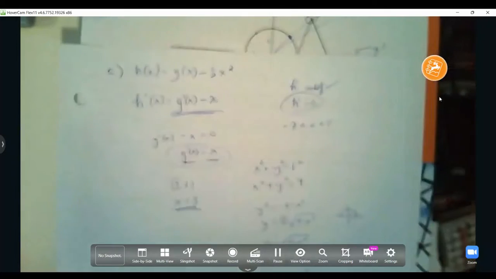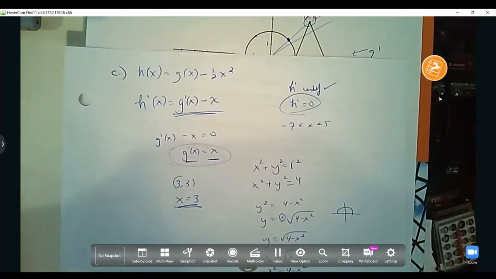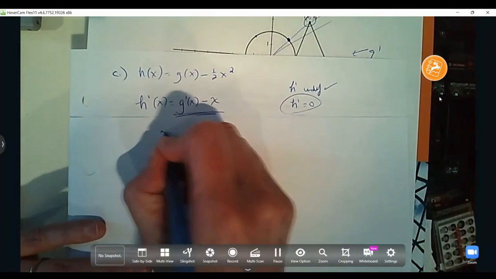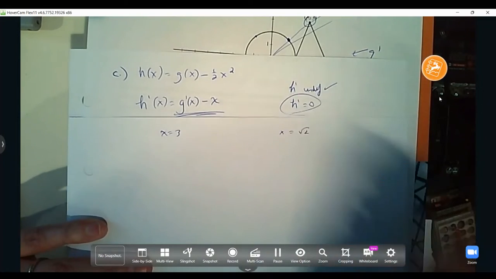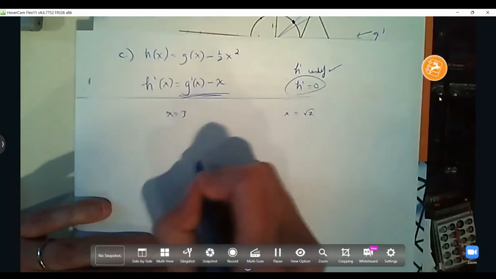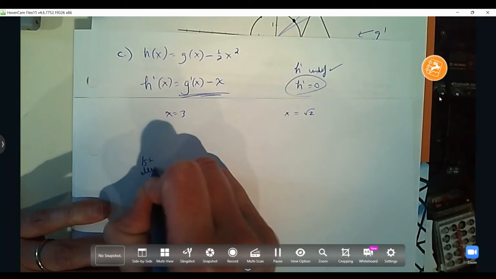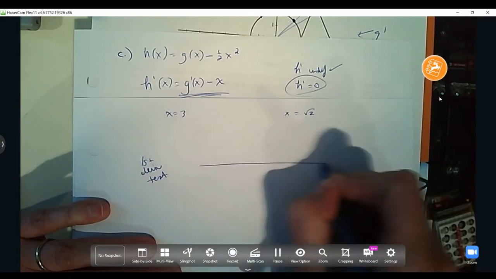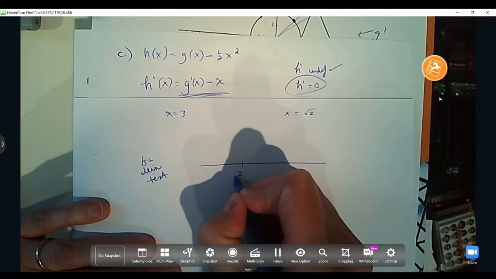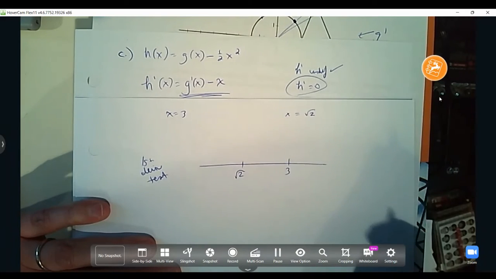Now for the next part, now that we've identified the critical points, so we're looking for where x is 3 and where x is radical 2, what we can do instead of doing what Mr. Calculus did is we can do the first derivative test. And that's where we made the chart. So radical 2 would be here, 3 would be here, because radical 2 is smaller than 3.